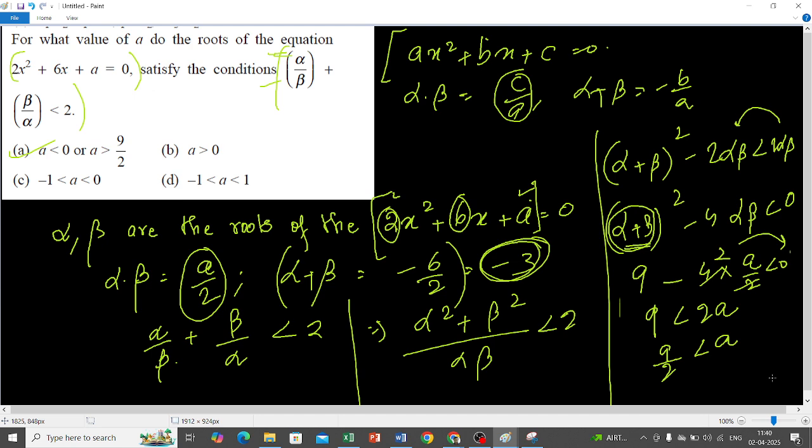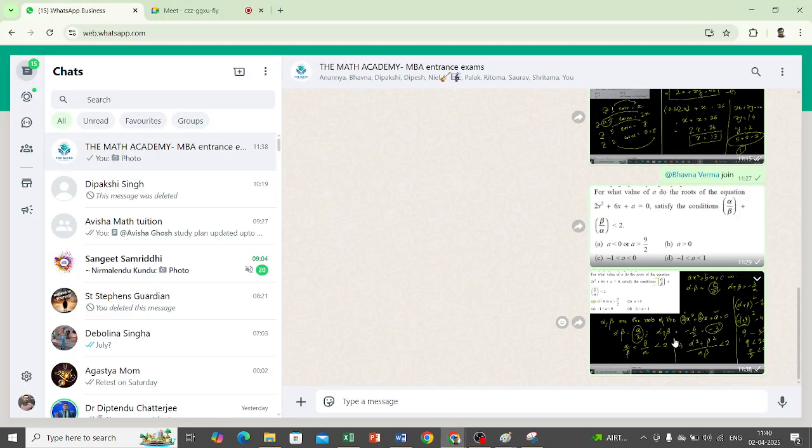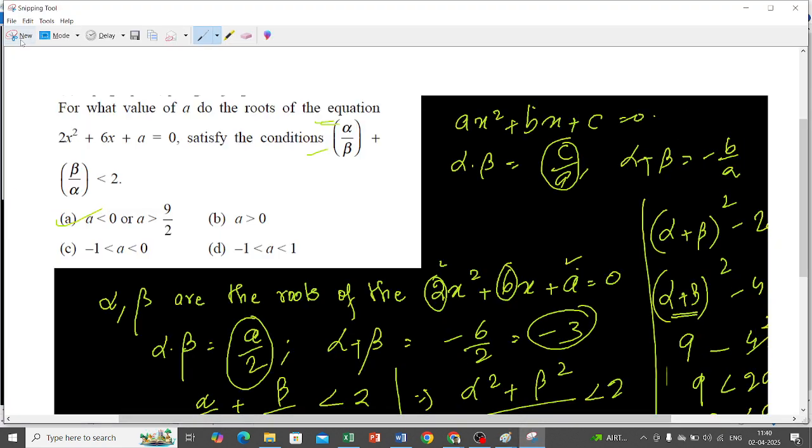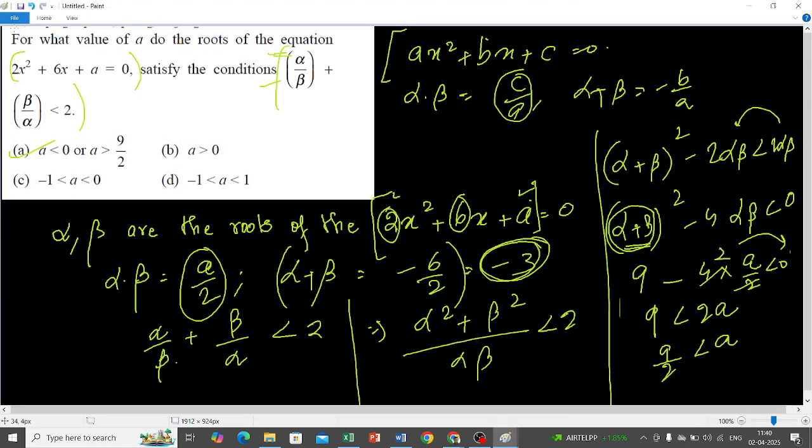Yes, sir. Sir, the image which you have sent in the group, half of it is not clearly visible. So can you resend it once again? Okay, this picture which I sent now. Yes, it is cut off by half.